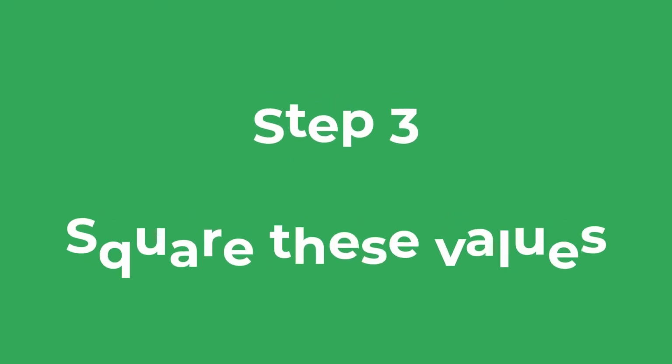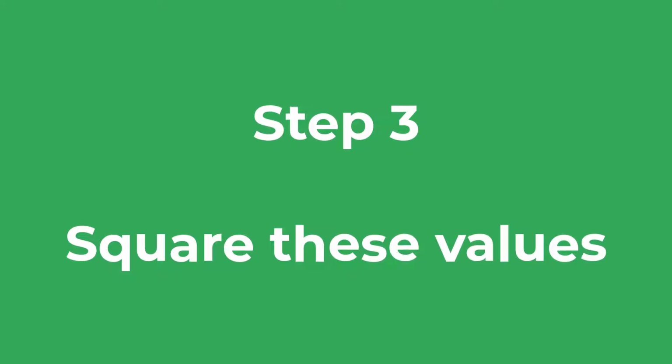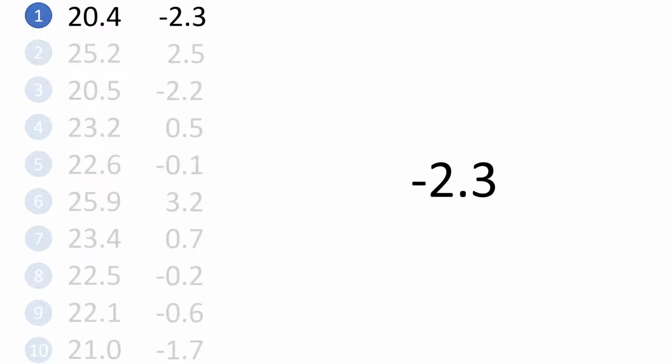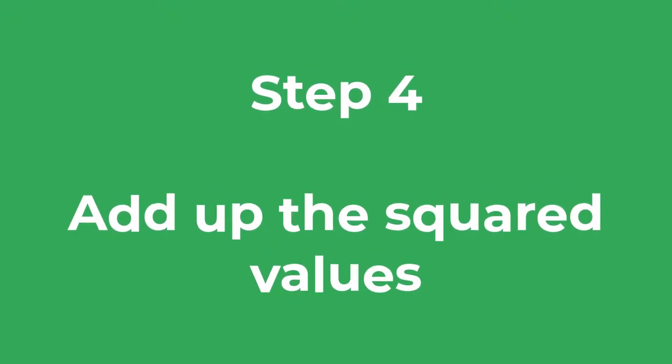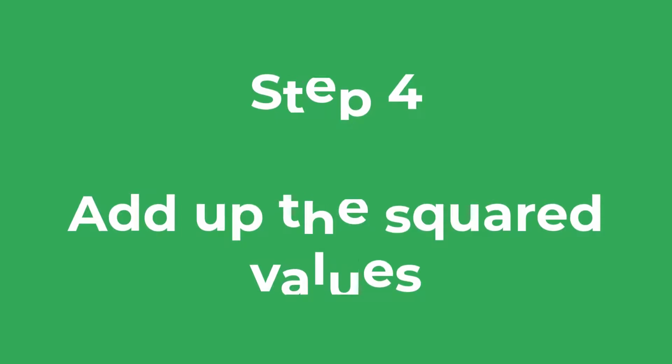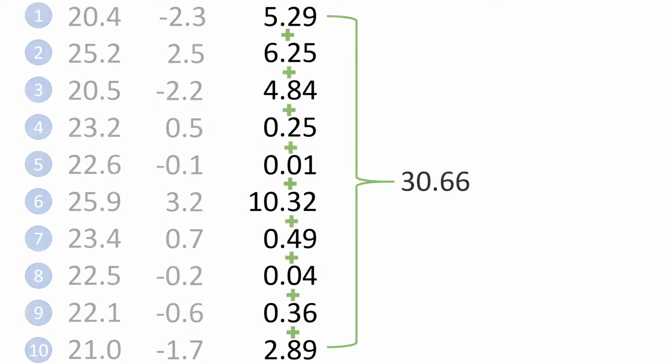Once we have these values, the next step is to square each of these values. So for the first dog, this would be negative 2.3 squared. The answer is 5.29. The next dog will be 2.5 squared, which comes to 6.25. And again, the process is repeated for all values. The next step is rather simple. We need to add up all of these squared values we just calculated. Doing so for my example will give a value of 30.66.